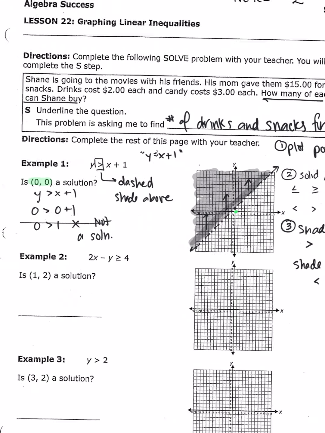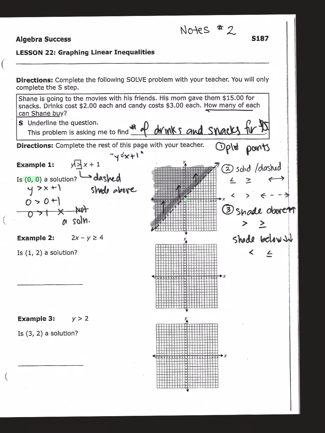So these are the 3 steps that we'll follow every time. We'll plot the points on our line. We'll decide if our line should be solid or dashed. We'll decide if we're shading above the line or if we're shading below the line.